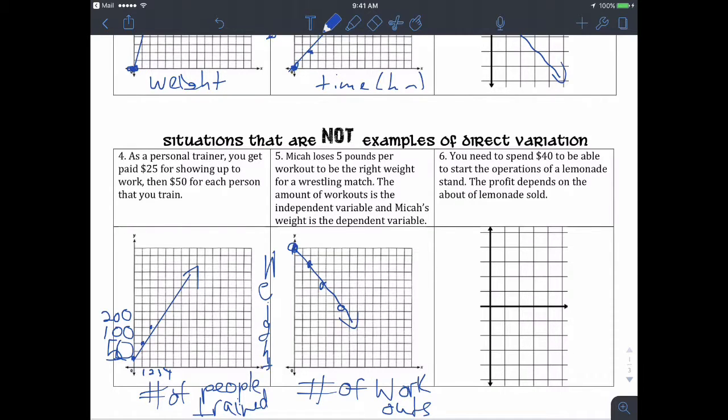All right, now for this one, since you spend $40 right off the bat, you are negative $40. Okay, because this right here is the profit, right? So if you spend money to buy the lemonade stand, the profit is negative, specifically negative 40. Now after he sells one lemonade, he just earned 10 bucks. He sells another lemonade, he earns another 10 bucks, and another. So each lemonade increases it. So this is what the graph looks like.